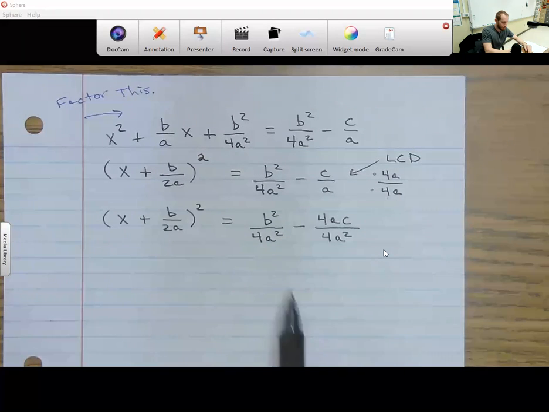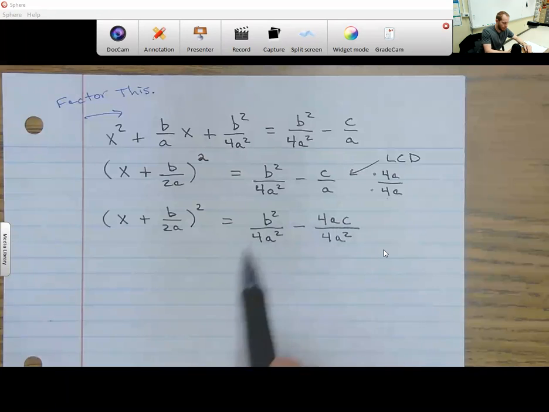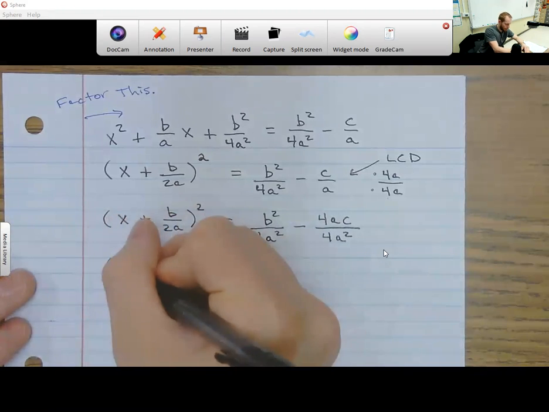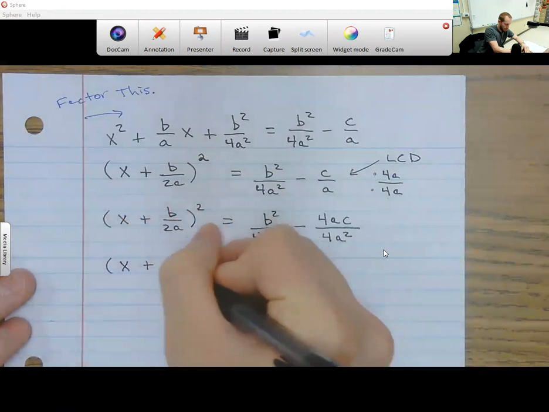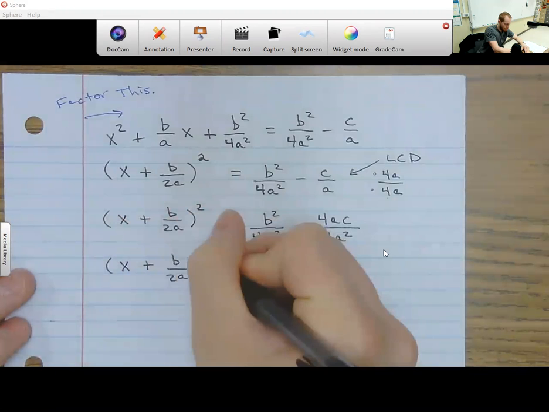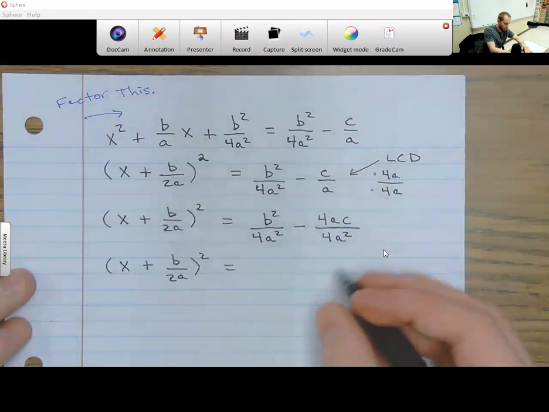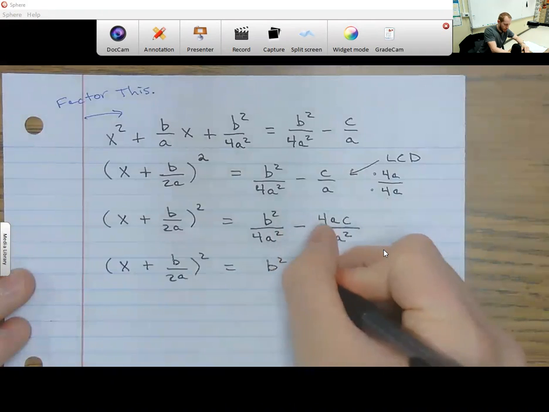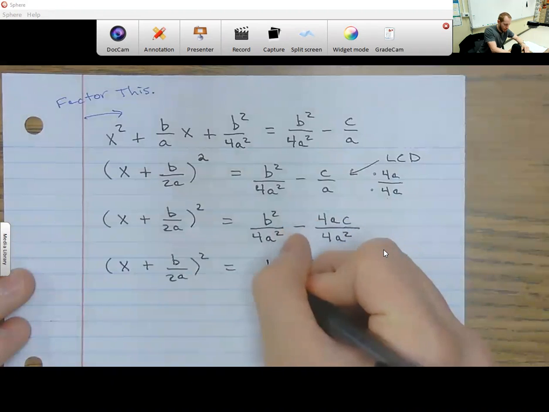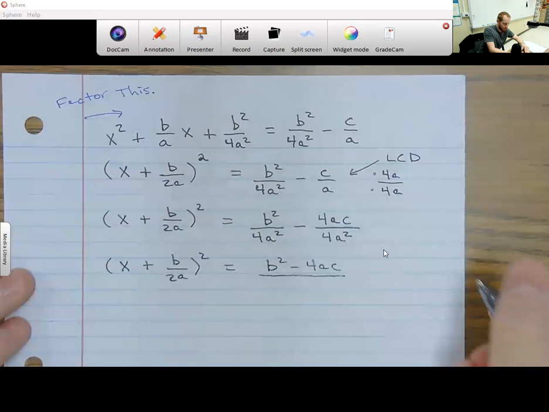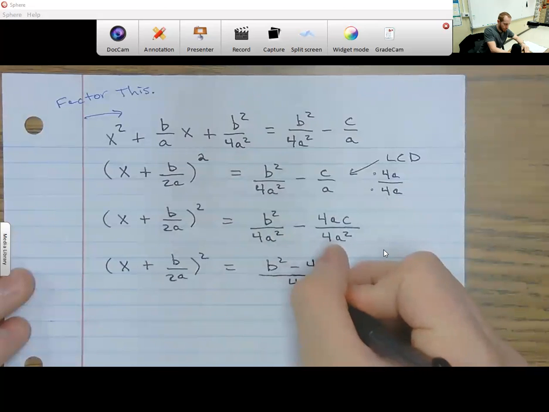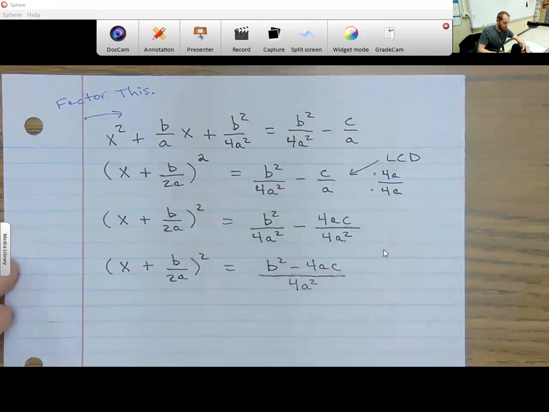So now I can write this whole side as one fraction, and you'll see how I do it in the next step. Okay? So the left side is still the same. The left side hasn't changed in a while. I've just been working on the right side. So on the right side, I'm going to write this as one fraction. On the top, I'm going to have b squared minus 4ac. And then on the bottom, since the denominators are the same, I can just write it once, 4a squared. Okay, so we're almost done.